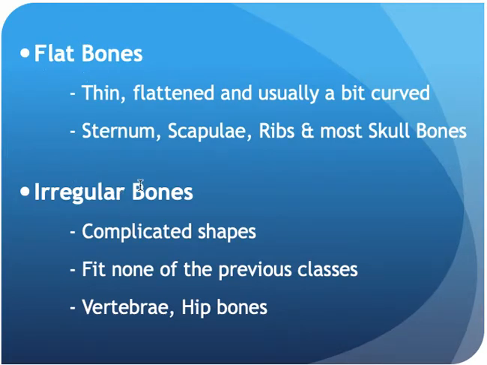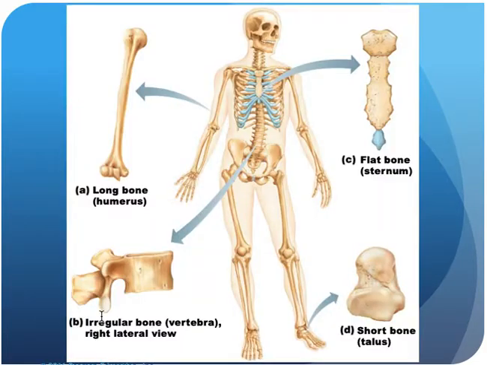And then we have our last category, which is the irregular bones, and these are going to be the complicated shape ones. We saw these with the vertebrae. That's probably the best example. But they get their own category because they don't fit into any of the previous classes. Okay, so hip bones and vertebrae are going to be examples of our irregular bones. Okay, and here's our little picture of our long bone. This is what we think about when we think about bones. You have your flat bones, you have your irregular shaped ones, and then we also have our short bones in the wrists and the ankles.